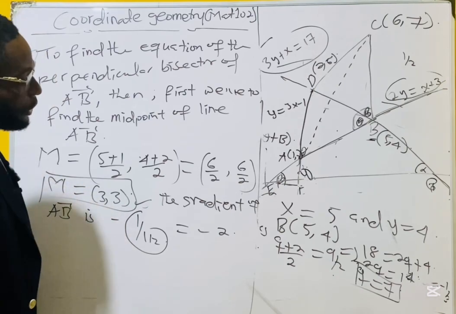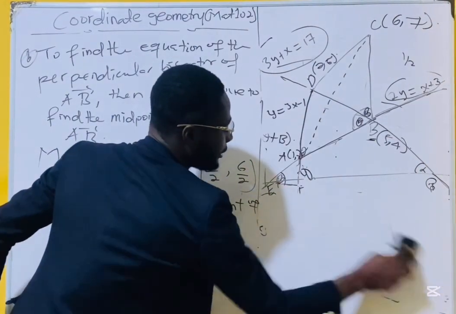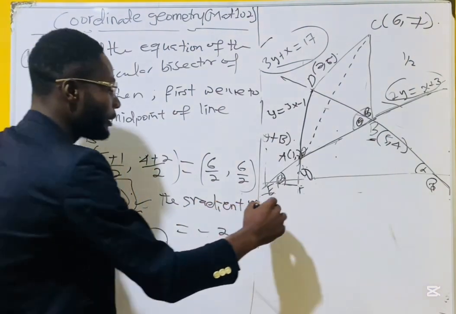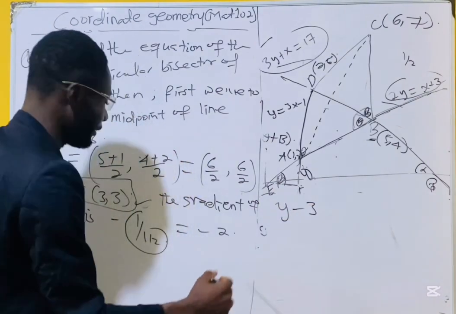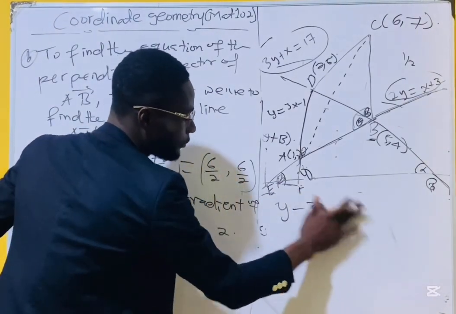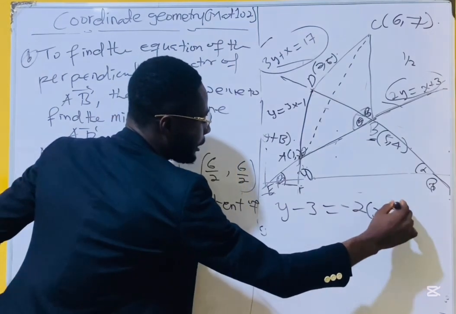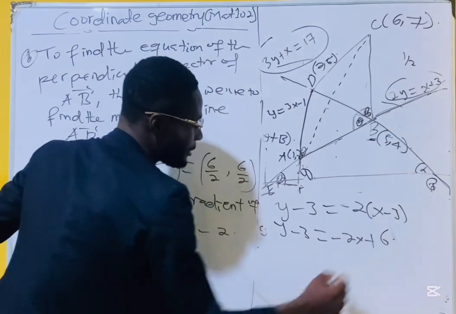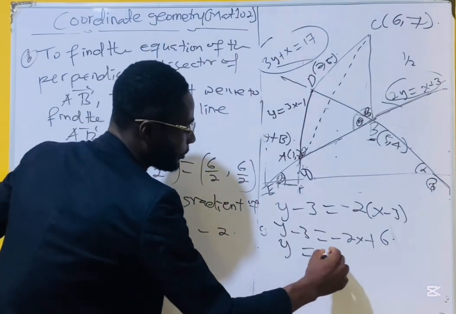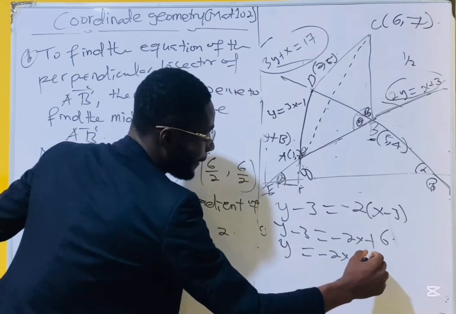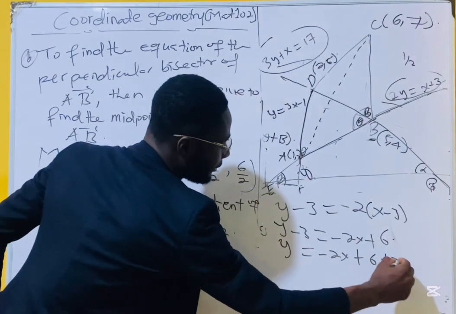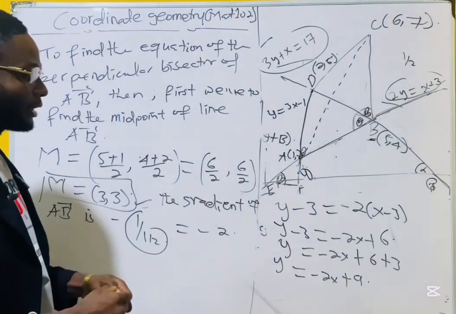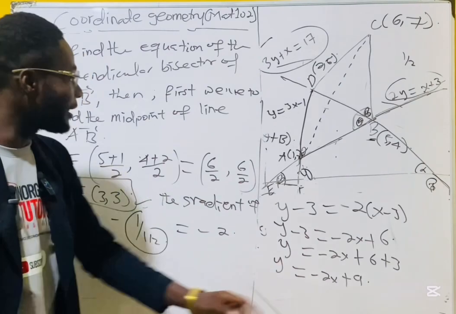Okay, so once we have that, then the next thing we have to do is to produce our equation, right? So we can say that the equation of the perpendicular bisector of line AB is y minus 3 equals minus 2 into x minus 3, right? So we have y minus 3 equals minus 2x plus what? 6. So we're going to say that y is equal to minus 2x plus 6 plus 3, right? So we have y equals minus 2x plus 9. Okay, so this is our equation of the perpendicular bisector.